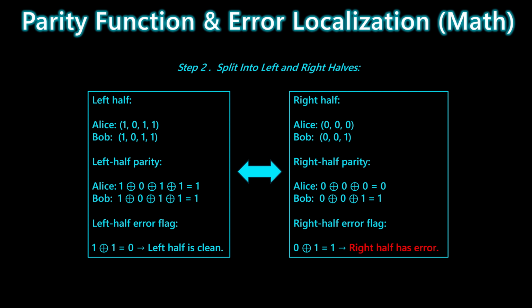A matching parity means this half is good. A mismatching parity means the error is somewhere in here. And in this example, the right half fails the parity test. So that's where the search continues. This step is powerful because it cuts the problem in half instantly. Instead of searching all 7 bits, Alice and Bob have now narrowed the error down to just 3.